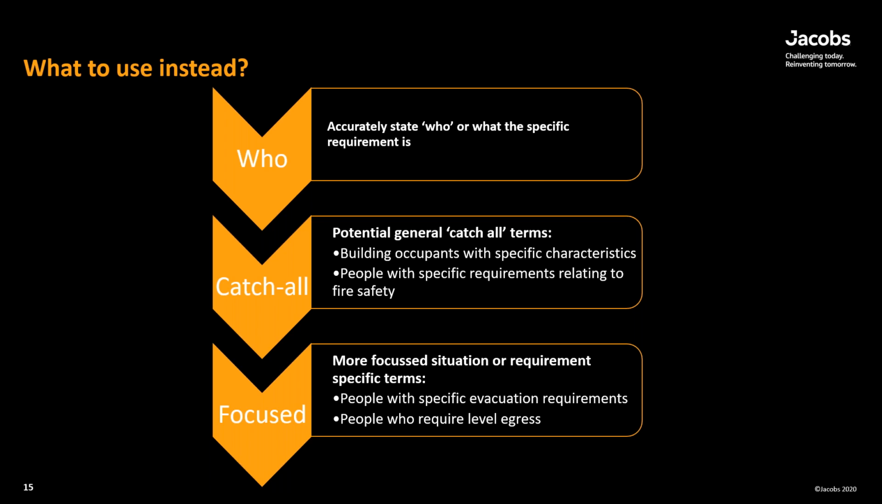So people with specific evacuation requirements, or it'd be really good if people got used to saying people who require level access. So looking back to the big who piece at the beginning, people under many of those protected characteristic groupings would or could require level egress or level access in an emergency. And why don't we just state that rather than trying to go for generic, more vague catch-all terms?